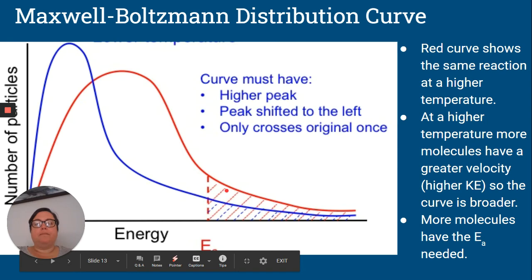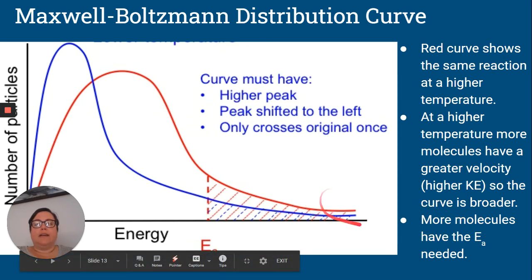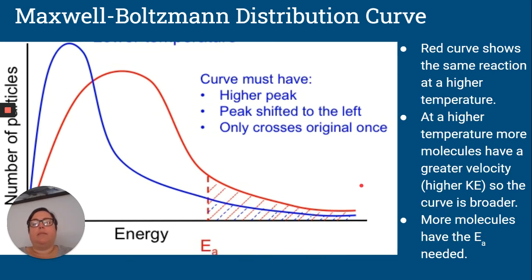There have been questions that ask you to draw the Maxwell-Boltzmann distribution curve at a higher temperature. You just want to make sure that the curve is shifted to the right, that the peak of the curve is a little bit lower, and that it only crosses the original curve one time. So here is where they cross. They do not cross down here towards the bottom. Those are some important things to note there.